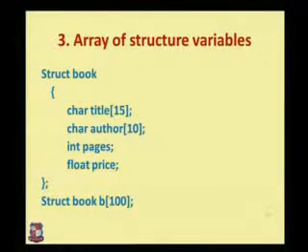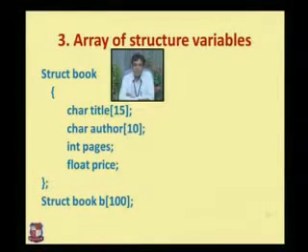Then the third point, array of structure variables. In an array of structure variables, we can use more than one variable, whereas earlier we were using only one variable because we had to enter the values of one entity. For more than one entity, we have to use an array. That is struct book with character title, author, integer pages, float price. These are the details of a book which we are representing in the structure.